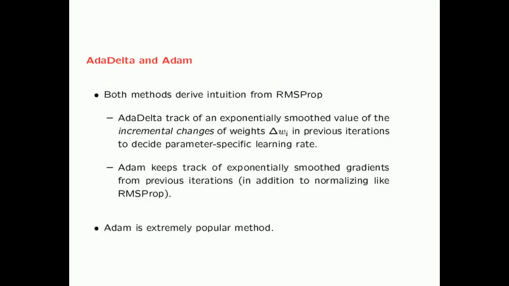Now, in the book, I have two other methods, AdaDelta and Adam, and both of these methods derive some of their intuition from rmsprop and Adagrad also. AdaDelta keeps track of an exponentially smoothed value of the incremental changes in the weights in previous iterations to decide the parameter specific learning rate. And Adam keeps track of exponentially smoothed gradients from previous iterations in addition to normalizing like rmsprop. Adam is actually an extremely popular method, and you can refer to the book for the details of this technique.